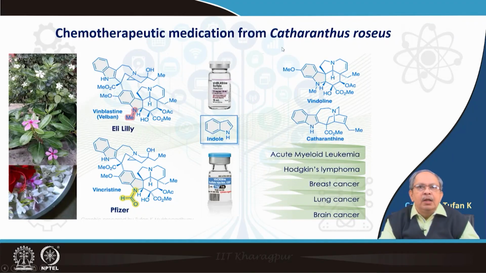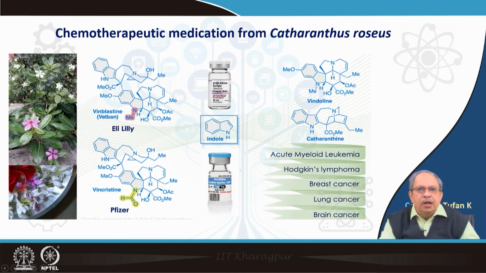Now, come to this example, Catharanthus roseus. A very important plant, all of you know, sometimes called Vinca rosea. It produces these vinca alkaloids, vincristine and vinblastine. These are two anti-cancer drugs used for treating leukemia patients. And they are produced by two industries.